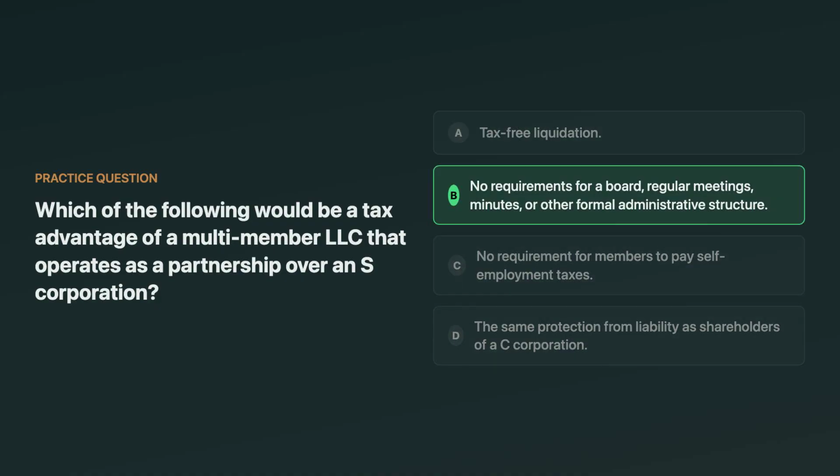The correct answer is fewer requirements for a board, regular meetings, minutes, or other formal administrative structure. Partnerships and LLCs generally have fewer corporate formalities than an S corporation. A tempting wrong choice is the self-employment tax option, because S-Corp owners sometimes reduce SE tax, but it's not no requirement, and it's not a partnership advantage.